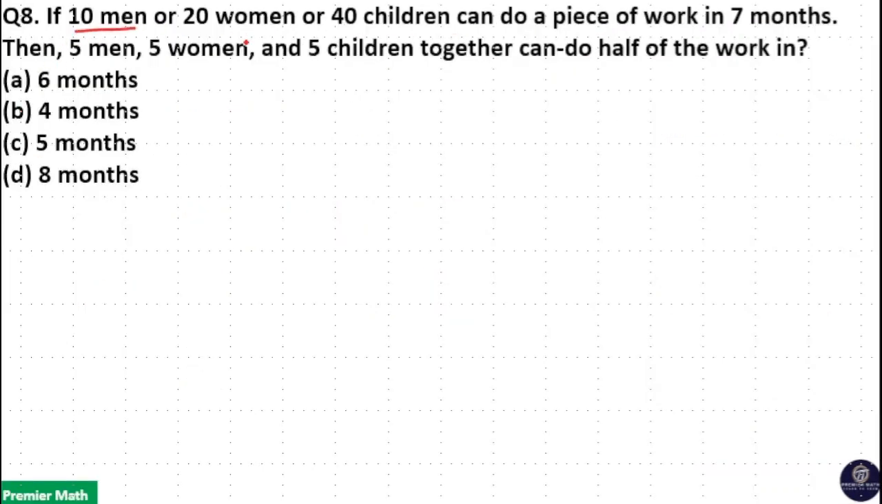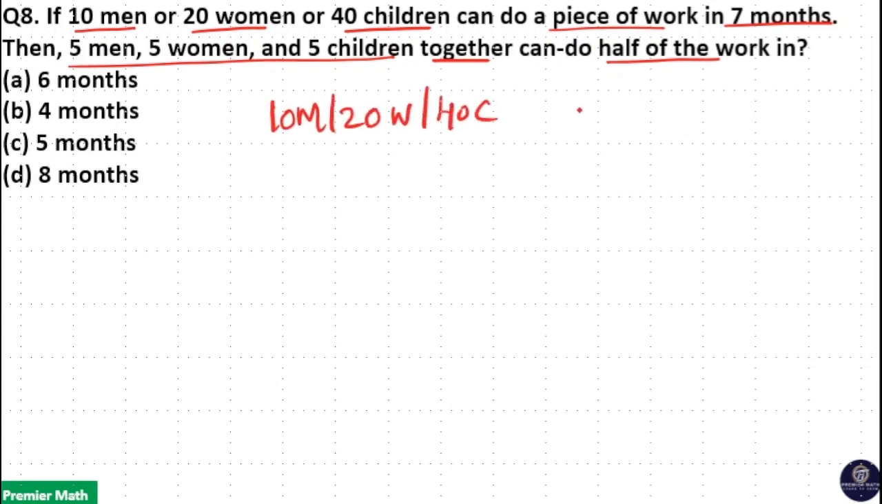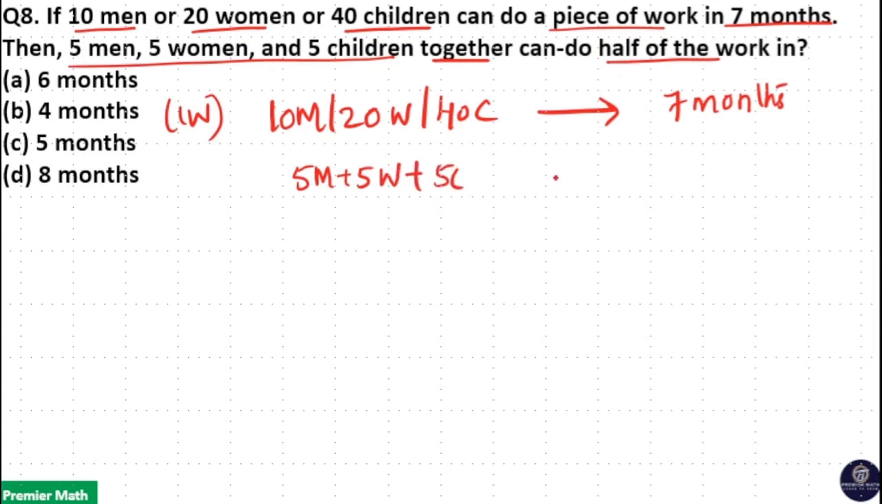If 10 men or 20 women or 40 children can do a piece of work in 7 months, then 5 men, 5 women and 5 children together can do half of the work in. Here 10 men or 20 women or 40 children can do certain work in 7 months. Then we need to find out in how many months 5 men plus 5 women plus 5 children can do half of the same work.